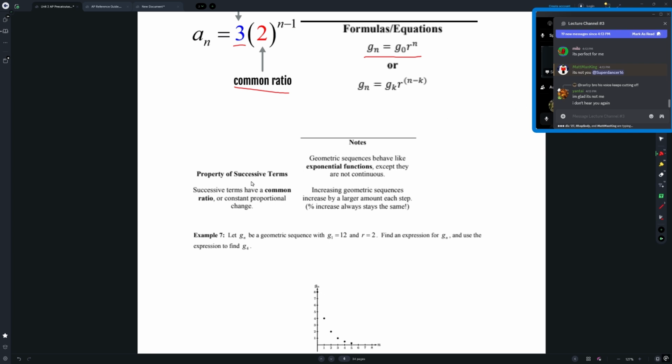Okay. Property of successive terms, they have a common ratio or a constant proportional change. And geometric sequences behave like exponential functions except they're not continuous. Increasing geometric sequences increase by a larger amount each step, and percent increase always stays the same.